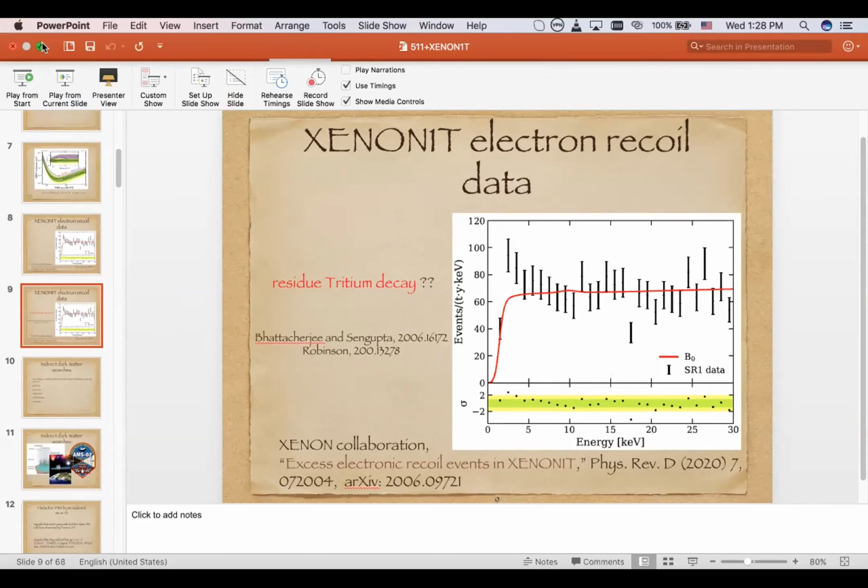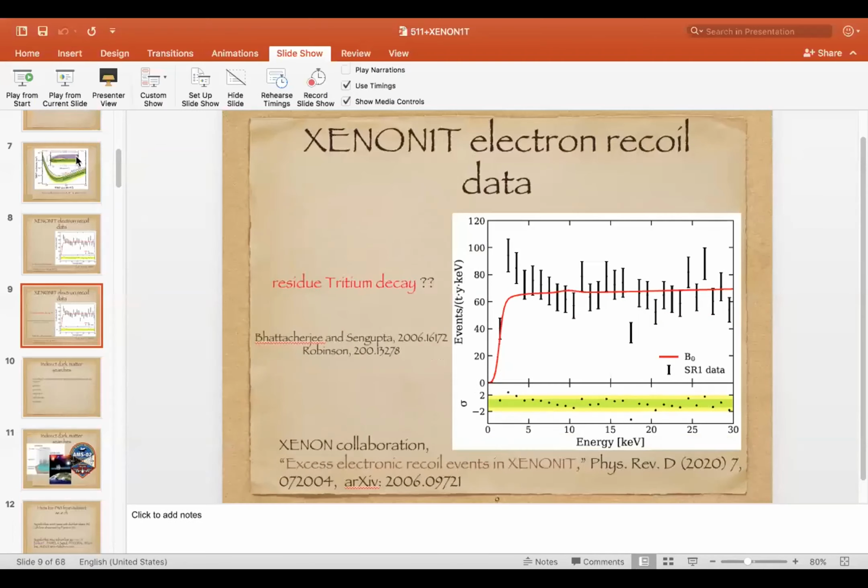Now let me talk about indirect dark matter search. The idea is to look for stable standard model particles coming from dark matter decay or annihilation. For example, if dark matter annihilation or decay produces photons, they can reach our detectors. And there is a rich program for detection of dark matter by indirect methods.